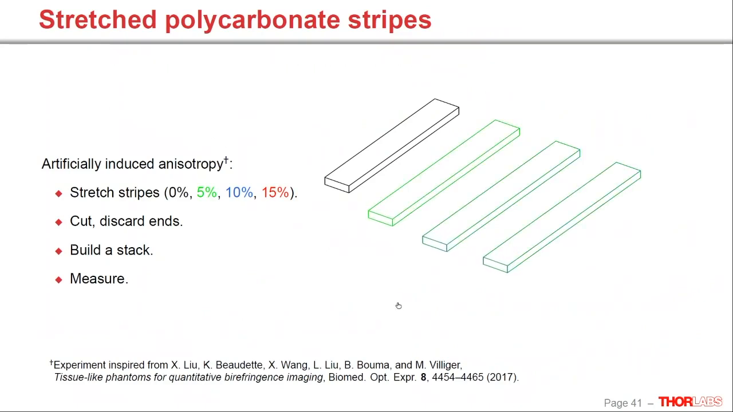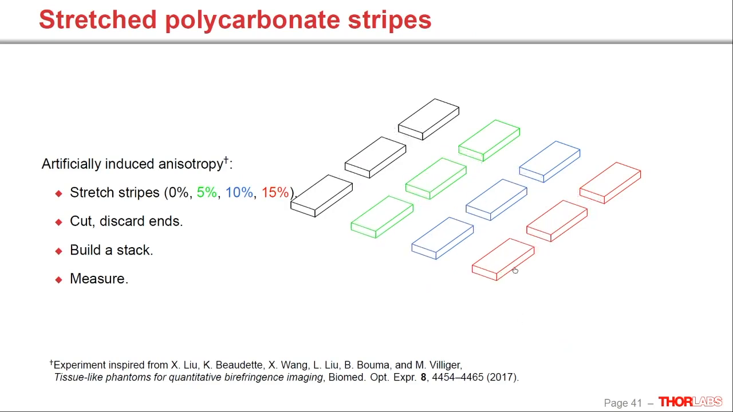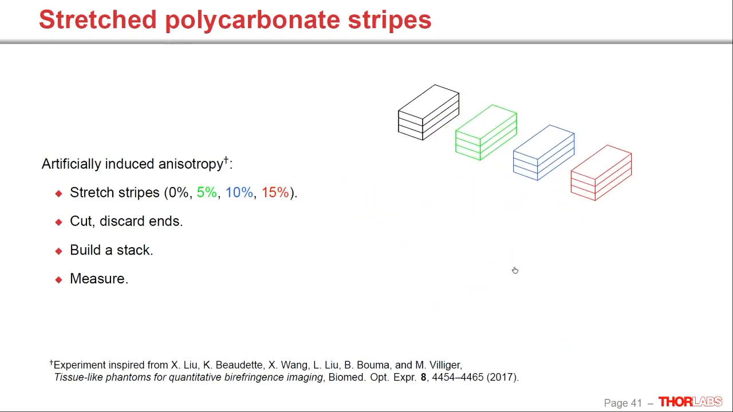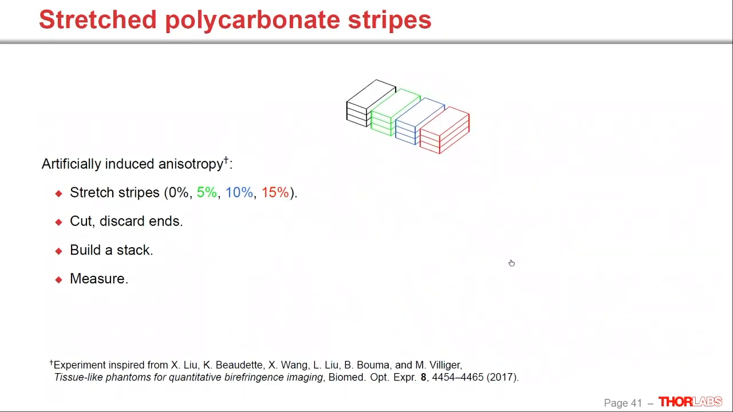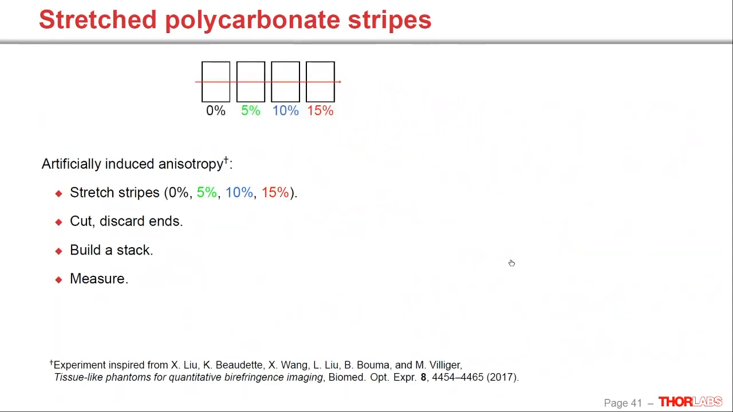We used quite a simple sample and phantom that has been described in this paper here, and that is polycarbonate stripes that have been stretched under certain conditions. And if you stretch that, you induce birefringence in a very controlled manner. And we cut that up and stack that to have a thicker sample and scanned across these stacks of polycarbonate stripes with different induced birefringence.